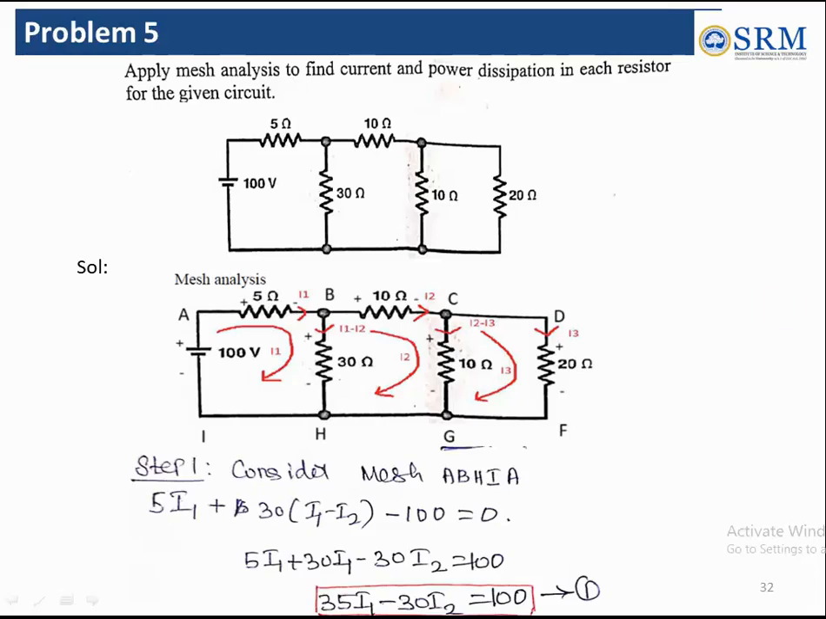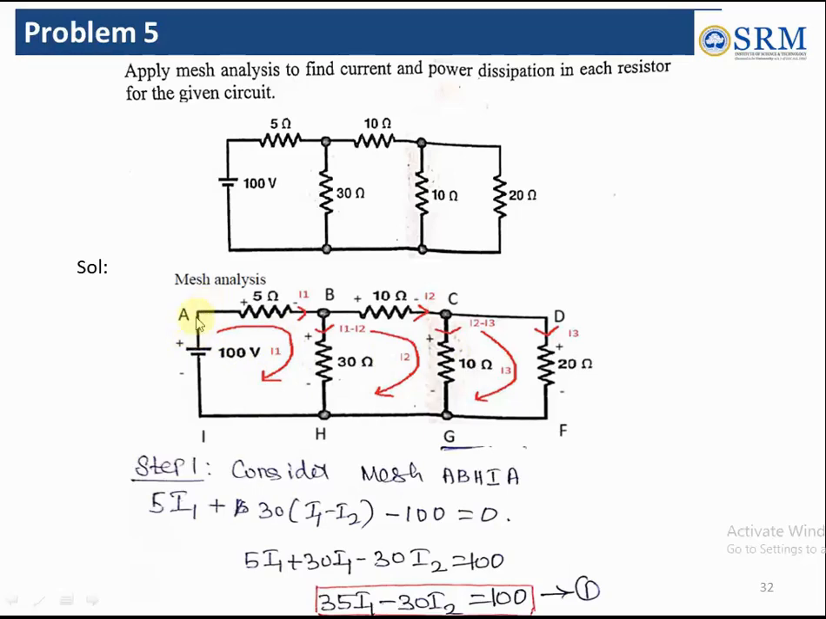In this problem, we are supposed to apply the mesh analysis to find the current and power dissipated in each of the resistors. Totally there are 5 resistors given. We have to apply the mesh analysis to find the power dissipated, and there is a single voltage source only. Now by using the mesh analysis, we assume three meshes.